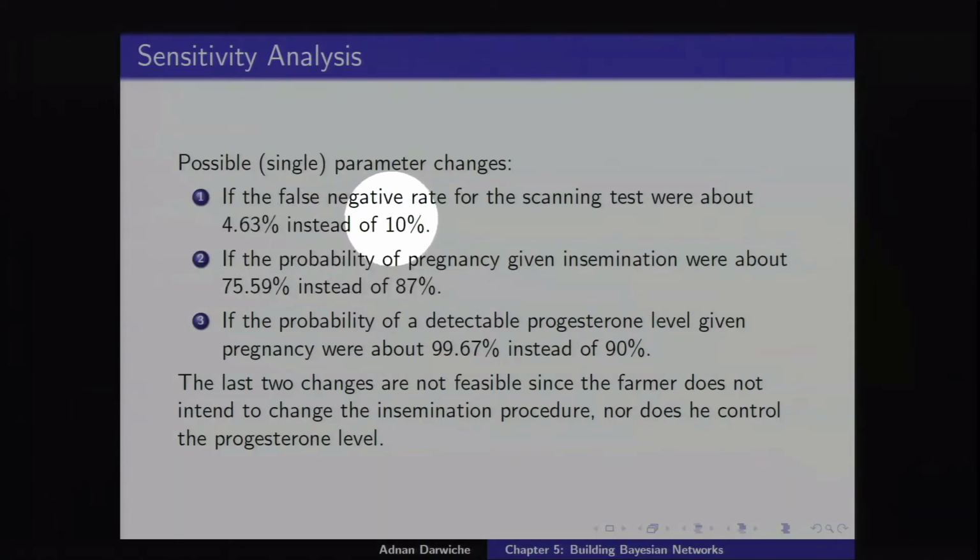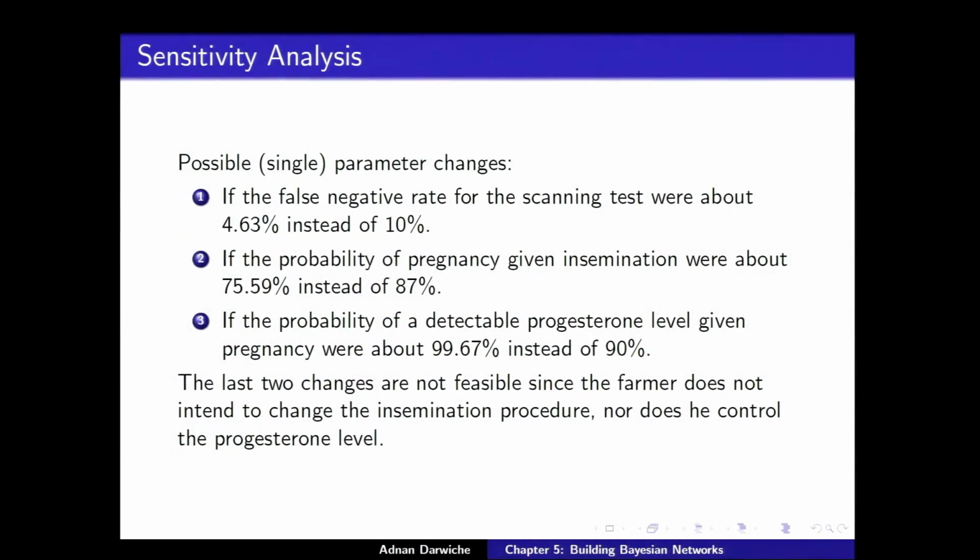But what is it saying? Buy a better scanning test. Now, these two are interesting. What is this? Now, the prior on insemination or on the procedure was this, correct? It's saying if it was that, that would also happen. But of course, that doesn't make sense, right? I don't want to replace my procedure by a worse one just to make this happen. That wouldn't be right. And the last one is also interesting. It says if the probability of a detectable progesterone level given pregnancy was this instead of that, also it's not under control. So these are not useful here. This is useful, right? I can buy a better scanning test, and it's telling me what test to buy.